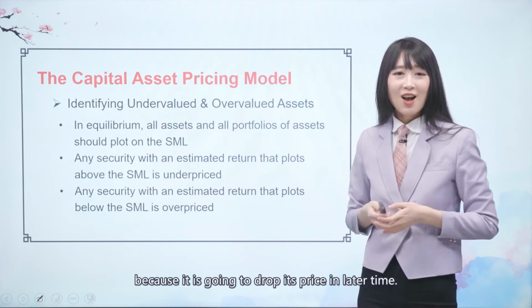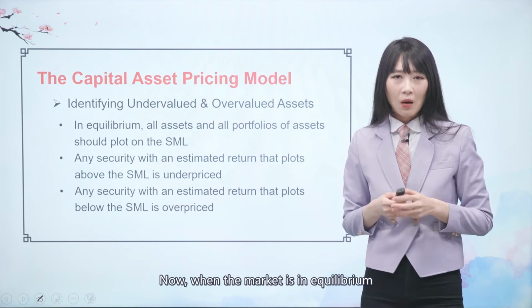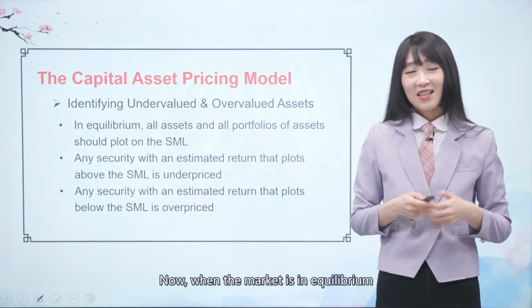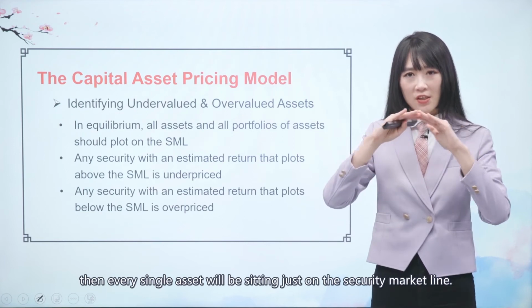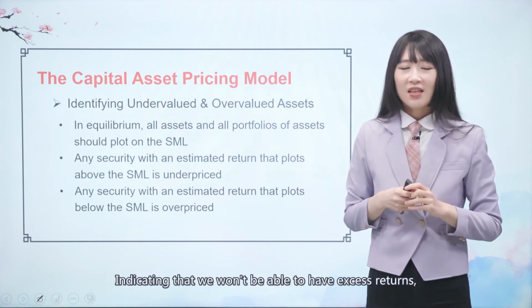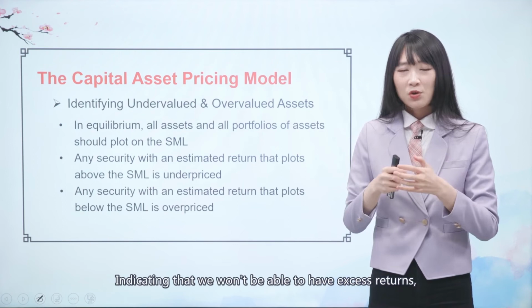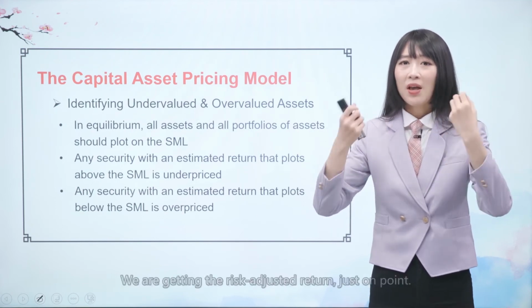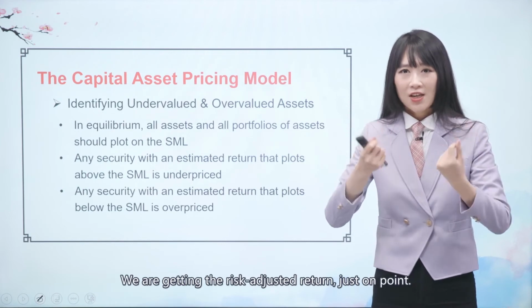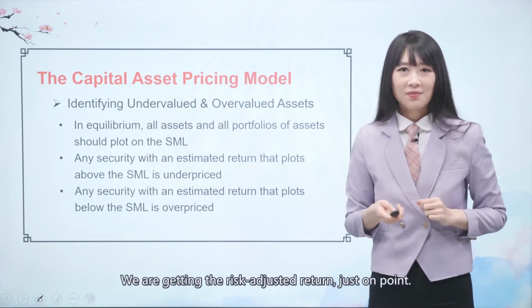Now, when the market is in equilibrium, every single asset will be sitting just on the security market line, indicating that we won't be able to have excess returns. We can only get what we deserve. We are getting the risk-adjusted return just on point.